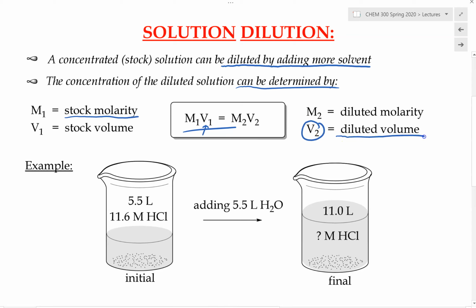So V2 is the diluted volume. How much more water do we add to it, and what does the final volume become? And M2 is the molarity of that diluted solution. So basically M1V1 equal to M2V2. If we know three of the variables in this equation, we can solve for the fourth variable very easily. The fourth variable that we normally solve for is M2. What is the concentration of the diluted solution? Therefore, in order to solve for M2, we need to know M1, V1, and V2.